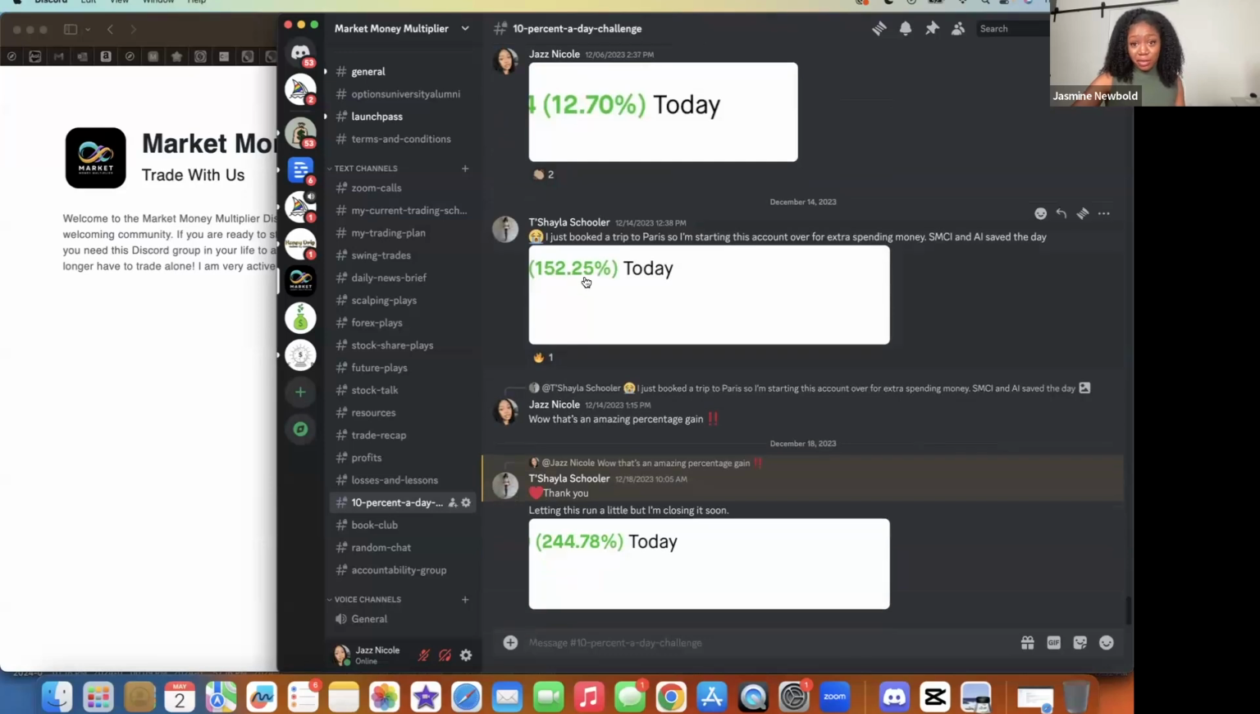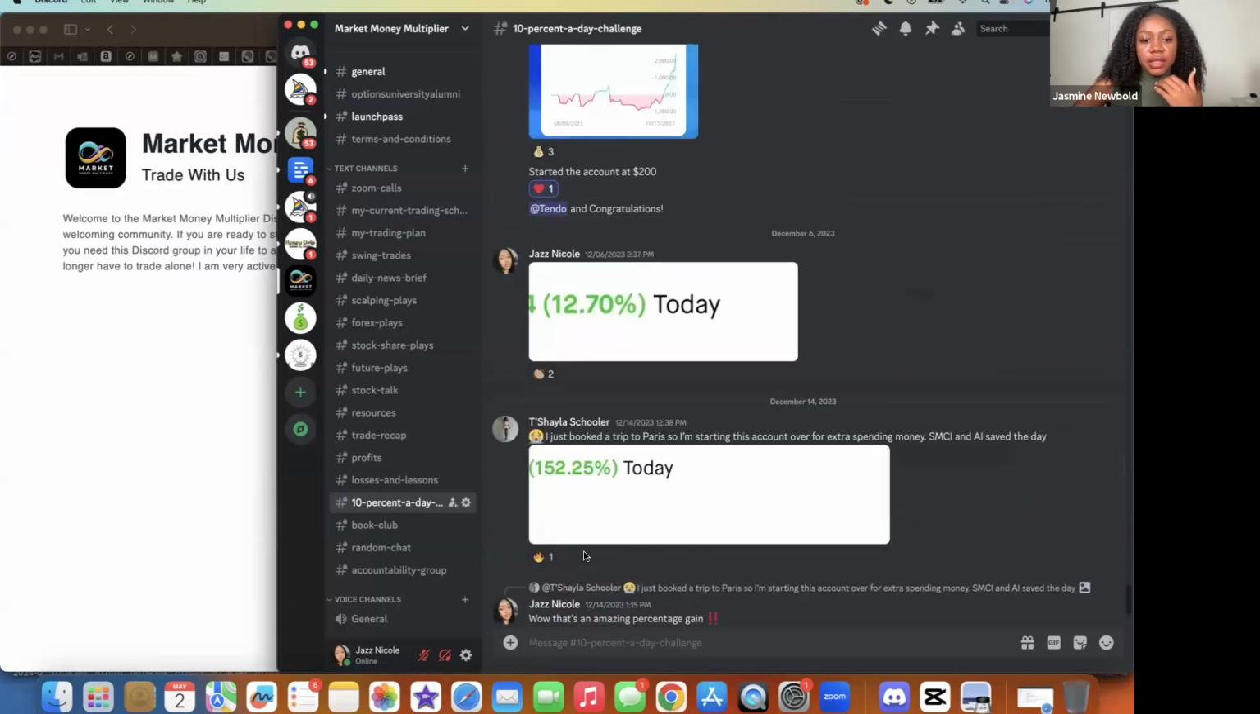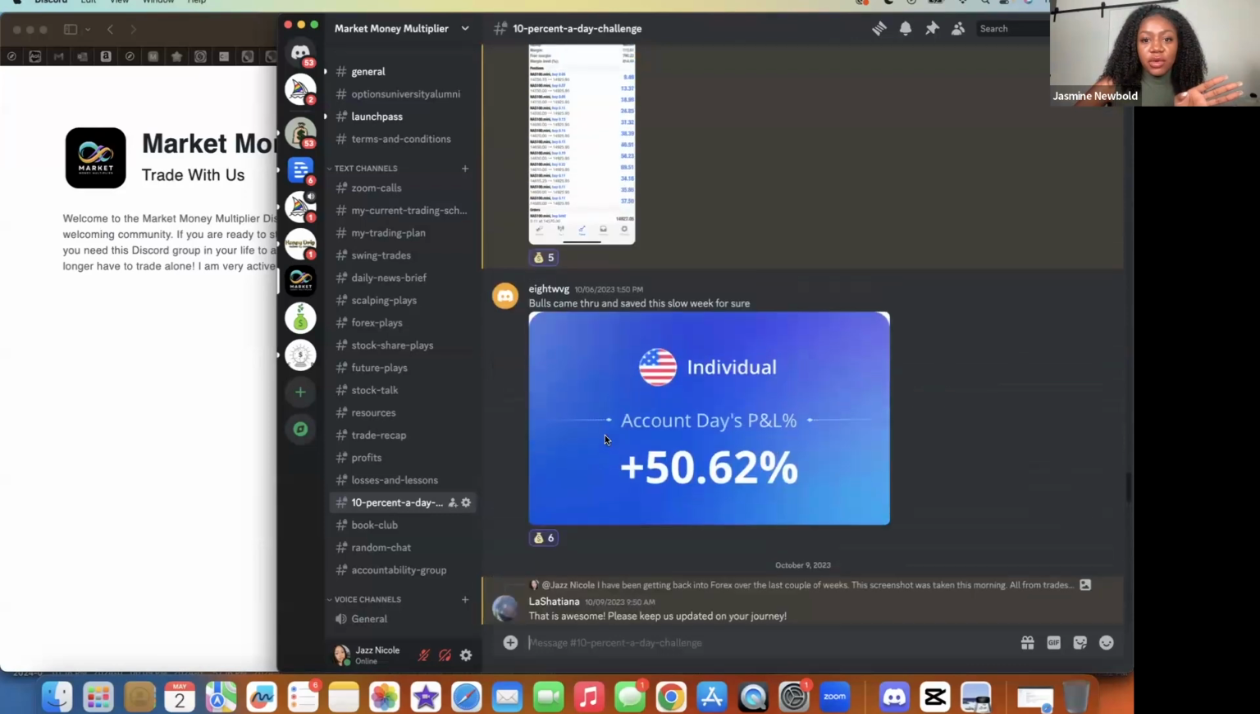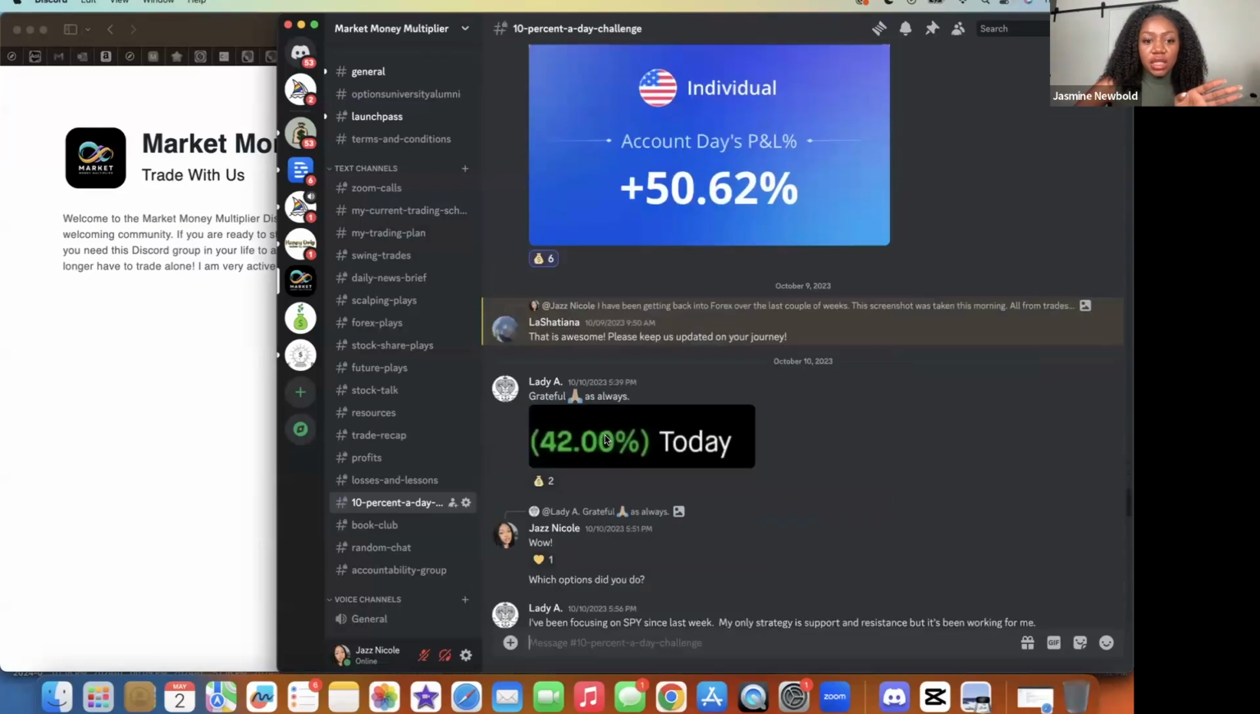As you can see, a lot of people went over that. "Just booked a trip to Paris, so I'm starting to count over." I made 152%. This is options, by the way. These are Robinhood screenshots. But the goal was just 10%. But as you see, we went over that many, many days.